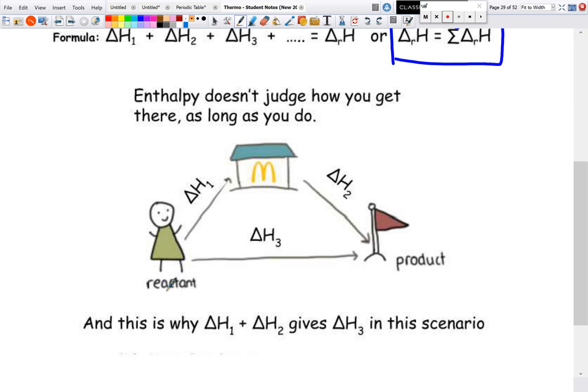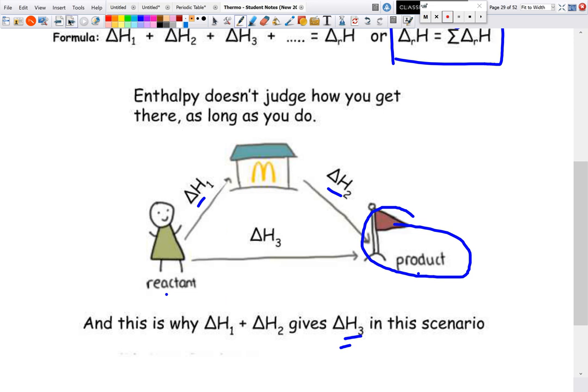So when we look at this, we have our reactants on one side and our products on the other. If this person decides to make a side trip over here, with associated enthalpy change 1, goes to McDonald's, boom, comes back, enthalpy change 2, well, it doesn't matter. At the end of the day, they are arriving as a product. So this is why delta H1 plus delta H2 will give us delta H3. That's going to be true for all of our reactions. It doesn't matter how many steps it takes, as long as we get there.